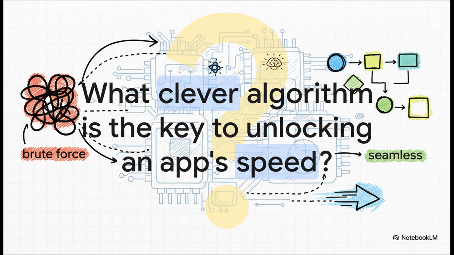So at the end of the day, that gap between a clunky app and a beautiful fast one, it all comes down to the cleverness of the code, that journey from a brute force guess to a truly brilliant solution. So the next time an app on your phone feels a little slow, just stop and think, what's going on behind the scenes? What elegant algorithm is just waiting to be discovered to make it fly?